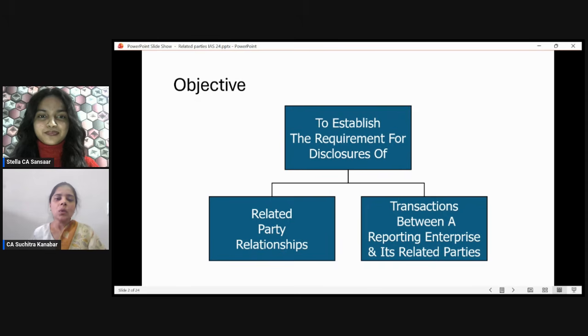Now, let's see what the learning outcomes of this standard are, or you can say what the objectives of this standard are. First and foremost, you have to understand the meaning of a related party. Then you have to understand the potential to mislead users when related party transactions are accounted for. And third, the disclosure requirements in respect of these transactions. Now, let's look into it one by one.